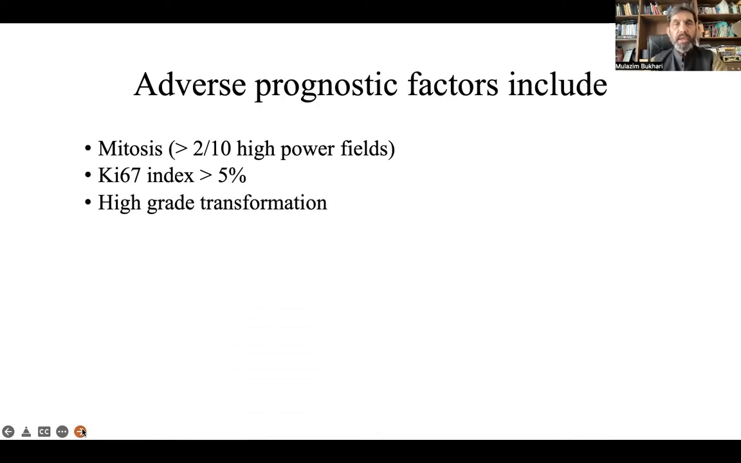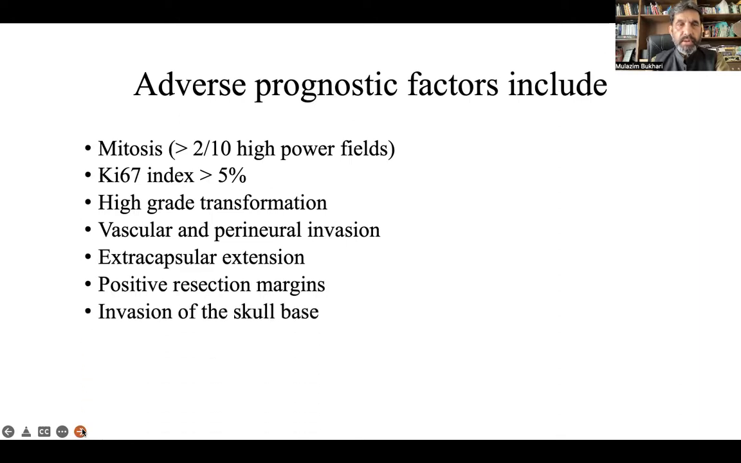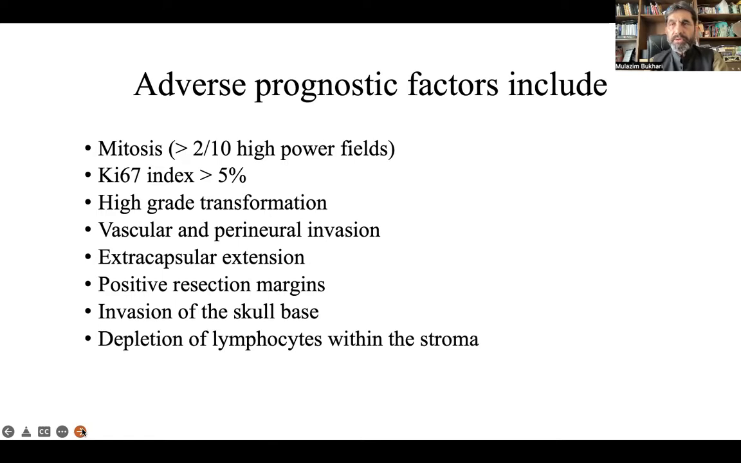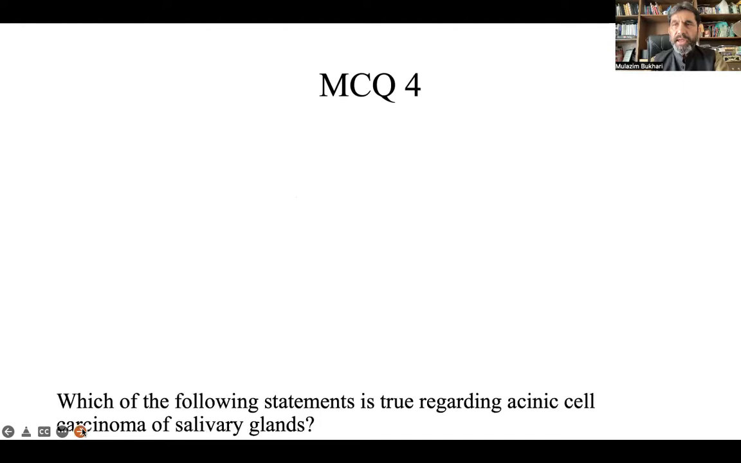High grade tumor transformation, so poor prognosis. Vascular and perineural invasion are usually not seen, but if seen, it has a poor prognosis. Extension through the capsule has a poor prognosis. If it is invading the surrounding tissue, even the bone, skull, or jaw, poor prognosis. If there is no lymphocytic infiltration in the stroma, as I have discussed, poor prognosis. Let's see another MCQ question.